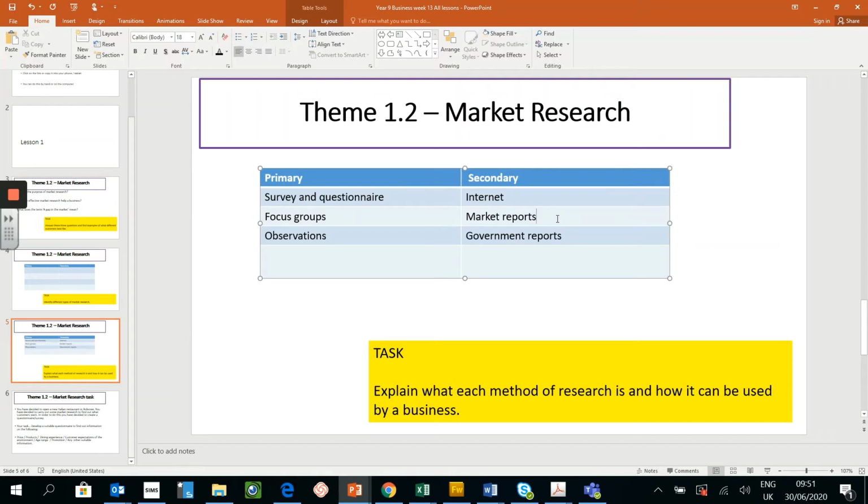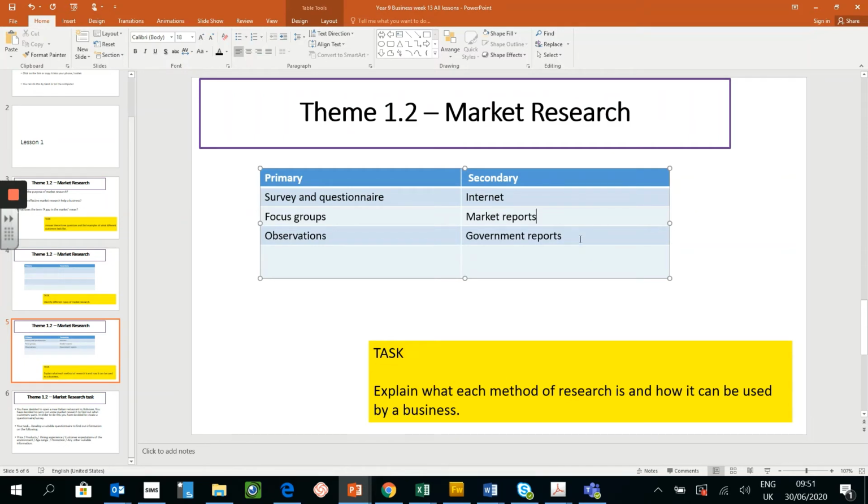Because with market reports, the market research has already been carried out on your behalf, they're expensive. Businesses have to pay for them. So they are already there, they're already in existence. Obviously, they can go out of date as well, but they are an expensive way of doing things.